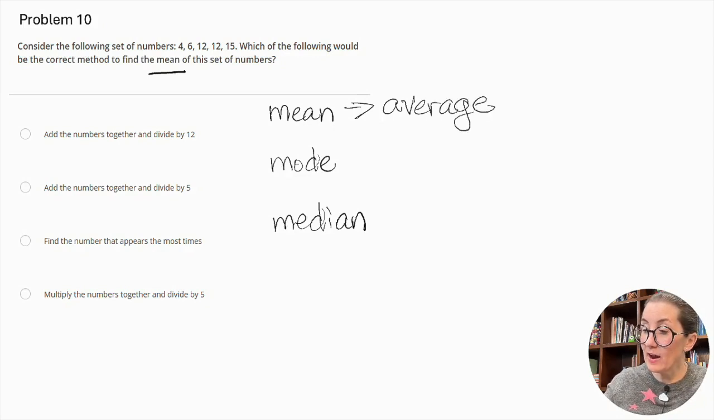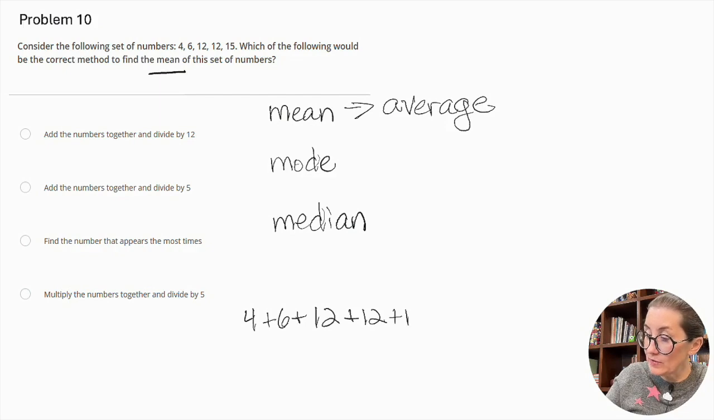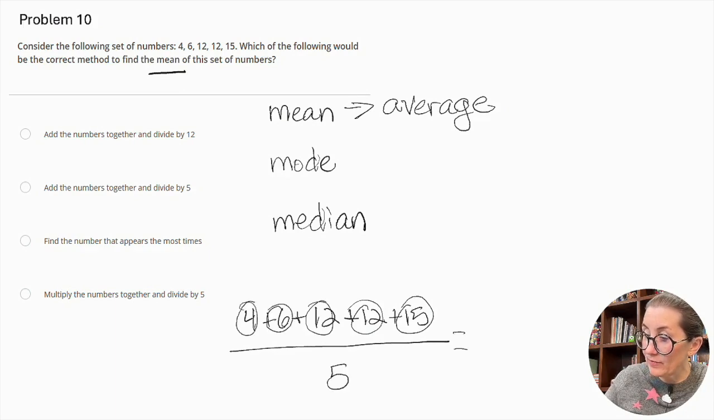And to find the average, you add up each number in the data set. So in this case, 4 plus 6 plus 12 plus 12 plus 15, and you divide it by the numbers in the data set, which is 5. And that will give us the mean or the average.